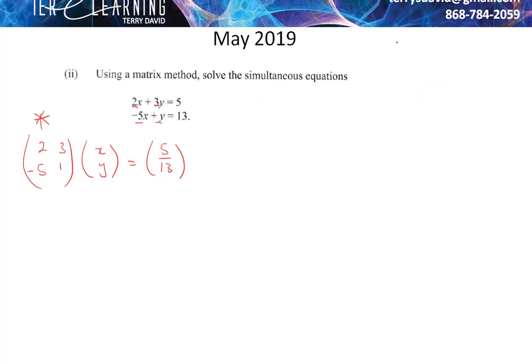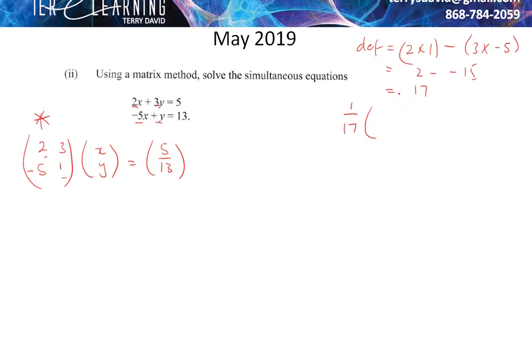For the inverse of the matrix, the first thing we need to do is to find the determinant. So the determinant is simply AD minus BC, which is 2 by 1. So it's 2 multiplied by 1 minus 3 multiplied by minus 5, and this will give me 2 minus 15, which will give me 17. So my determinant is 17. Therefore, my inverse of that matrix is going to be 1 over 17. So it's 1 over the determinant.